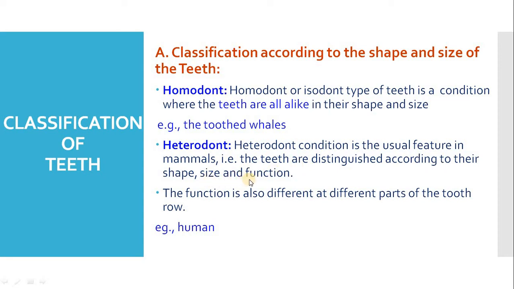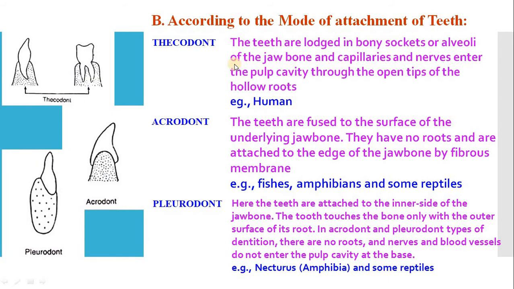Means in an organism, there are many types of teeth having different shape and size. The function also varies according to the shape and size. For example, human being itself. According to the mode of attachment of teeth, teeth can be classified into many types.